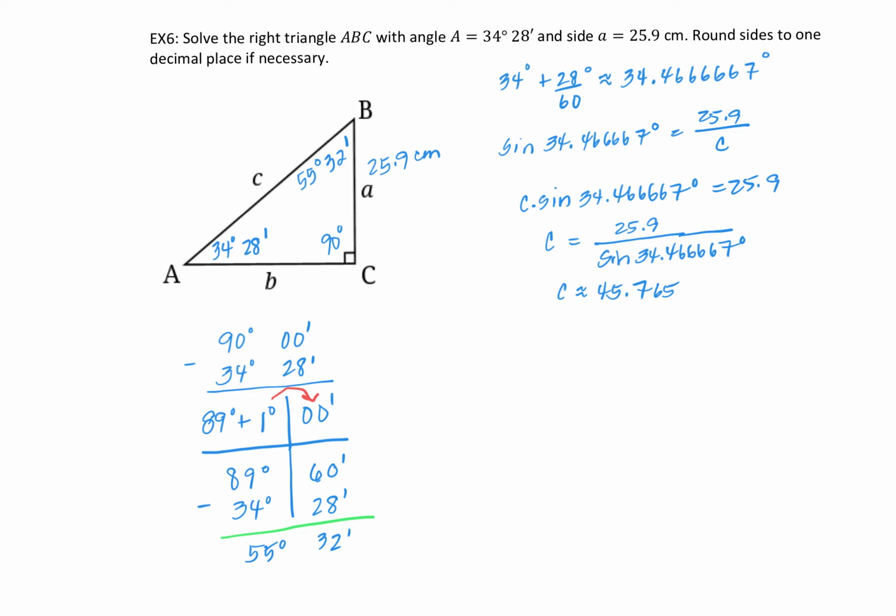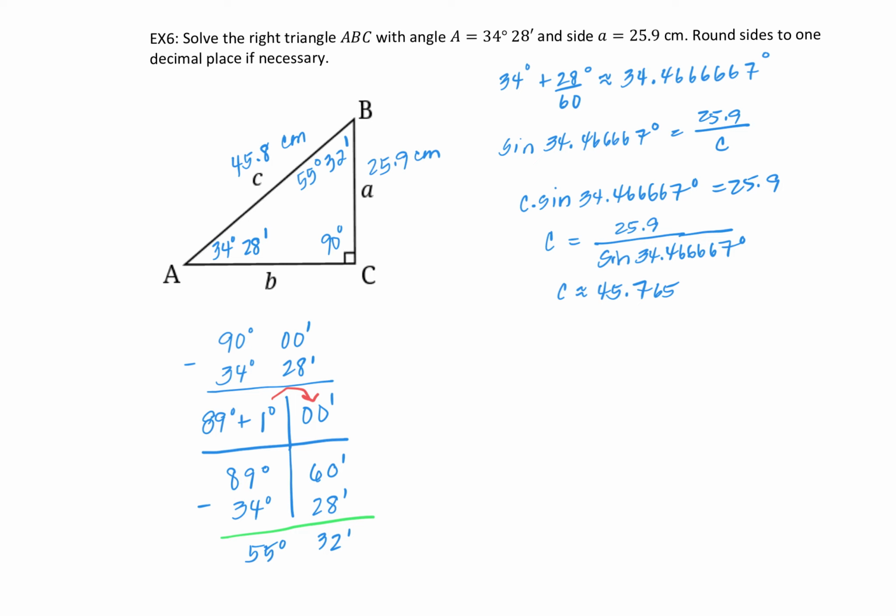It says round to 1 decimal place if necessary, so I'm going to stop there. Side C, our hypotenuse, is going to be 45.8 centimeters. Okay, so now the only thing left is to find side B. Again, we could use the Pythagorean theorem right now: C squared is equal to A squared plus B squared.